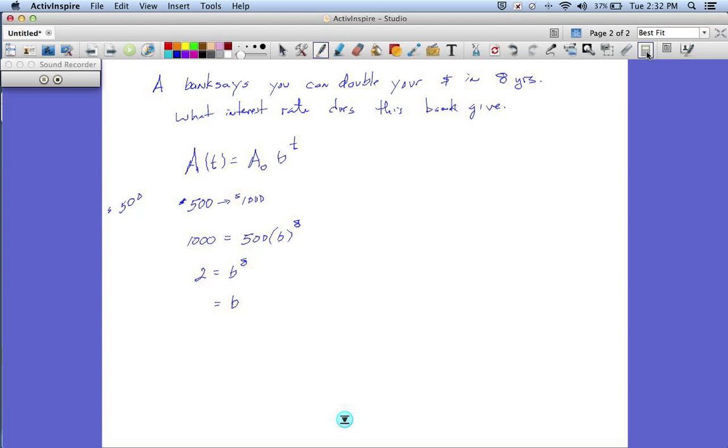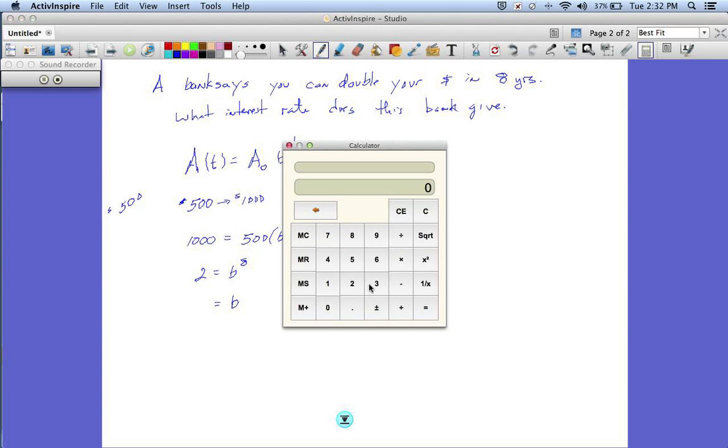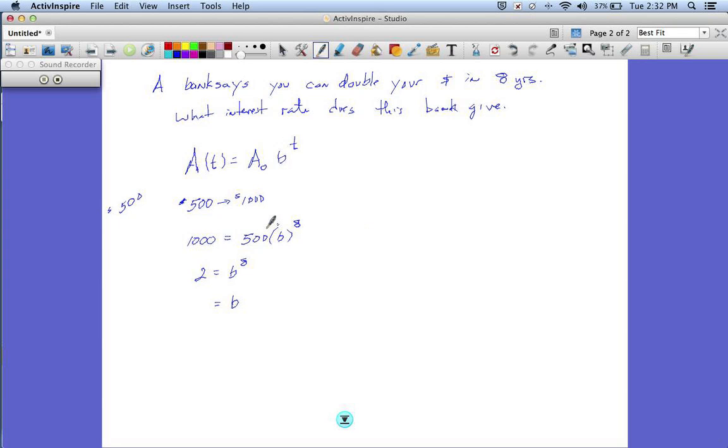So let's see if I can do that on this calculator right here. Does not look like I have that option. So I'm going to jump over to our trusty TI-84 calculator and do the 8th root of 2.